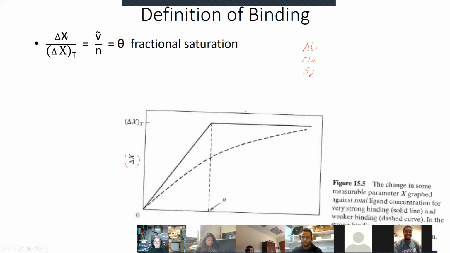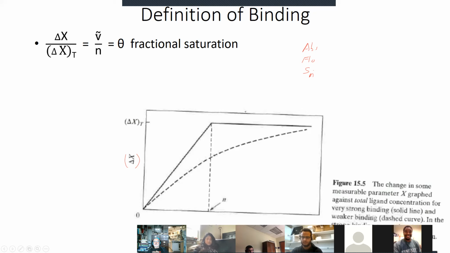How much is red? How much is blue? When you put that thing on your finger in the hospital to measure your pulse and your oxygen saturation, that's what it's doing. It's looking at the spectra and calculating the fraction red and the fraction blue. The delta X_T is what the maximum change would be if it was saturated. And so the delta X over the delta X_T is essentially the fractional saturation.